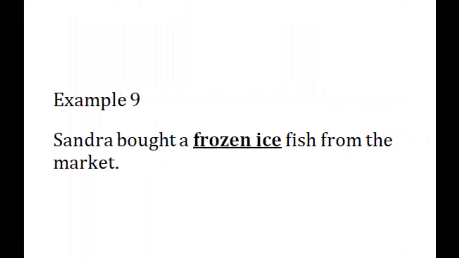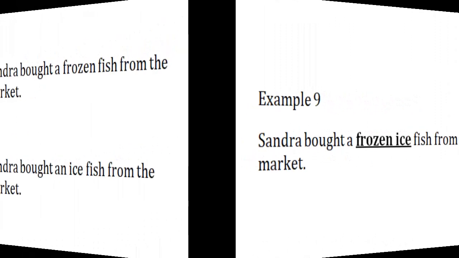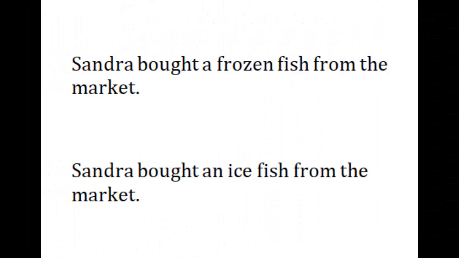Example 9. Sandra bought a frozen ice fish from the market. Frozen and ice are similar words. They have no business being used together in the same sentence. Therefore, you can say, Sandra bought a frozen fish from the market, or Sandra bought an ice fish from the market.